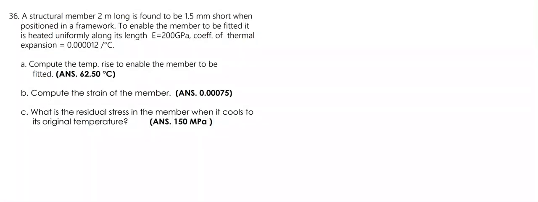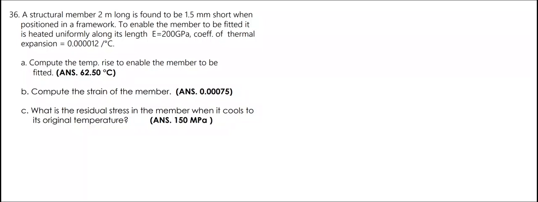In this problem, a structural member that is 2 meters long is found to be 1.5 millimeters short when positioned in a framework. To enable the member to be fitted, it is heated uniformly along its length, given a modulus of elasticity equal to 200 gigapascals and a coefficient of thermal expansion equal to 0.000012 per degree Celsius. We are tasked to compute the temperature rise to enable the member to be fitted, compute the strain of the member, and compute the residual stress in the member when it cools down to its original temperature.